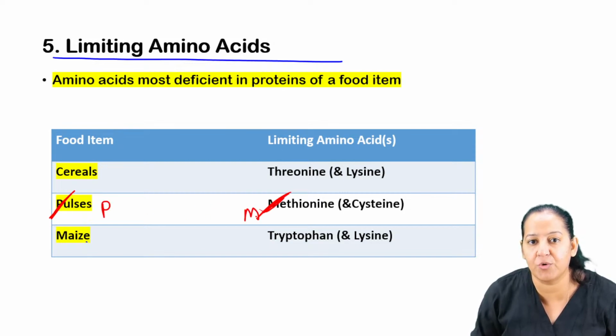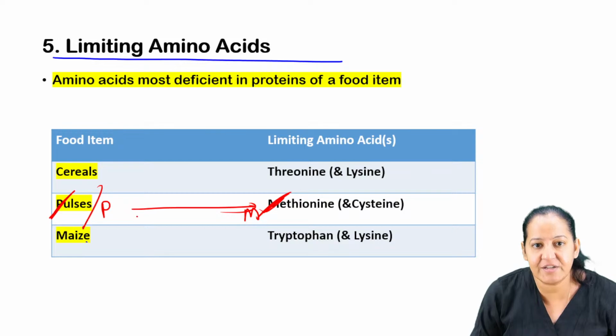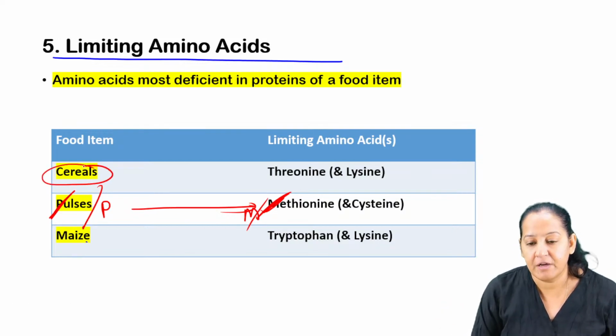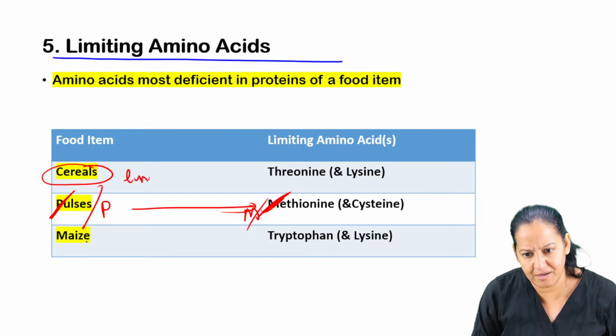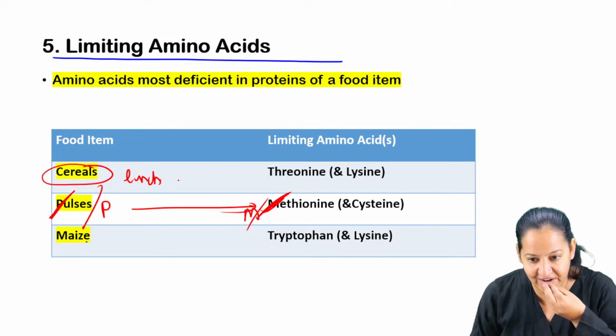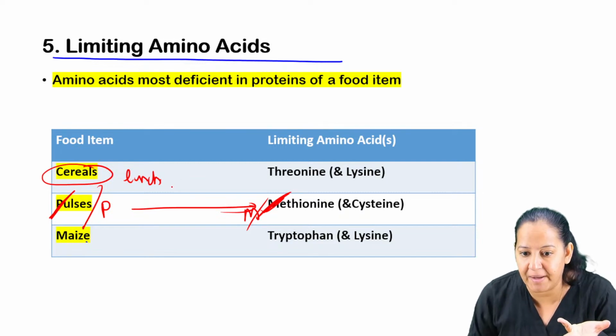Pulses are deficient in methionine. You have to learn that. Now, when you eat cereals in your lunch, you eat rice and wheat. What do you eat in your lunch? Either rice or wheat. Wheat means roti, chapati.